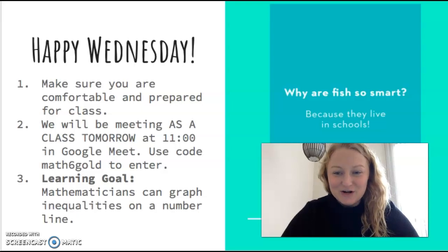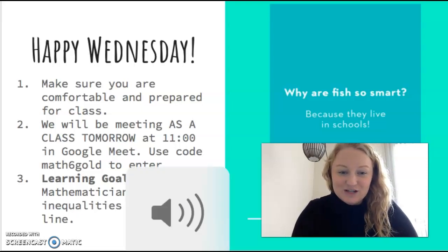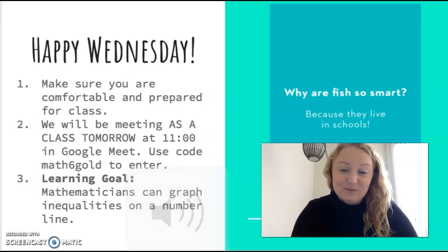Make sure you're comfortable and ready for class, in a good space for learning. You'll need a charged Chromebook, and I would suggest having your math binder or a piece of paper nearby because you might want to jot down some notes or some reminders, as today we're going to be talking about graphing inequalities on a number line.